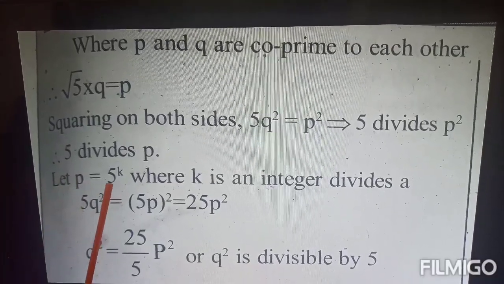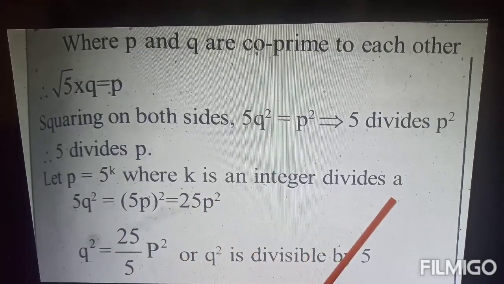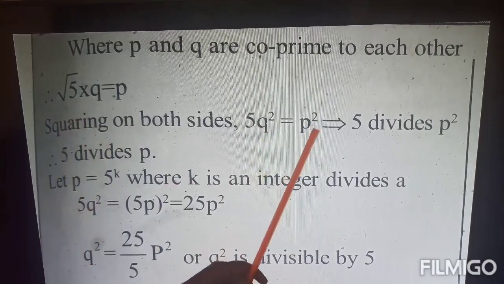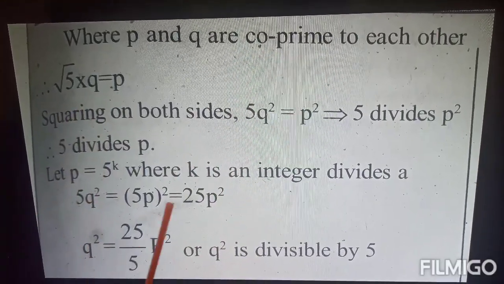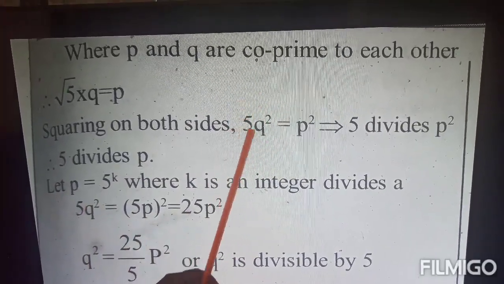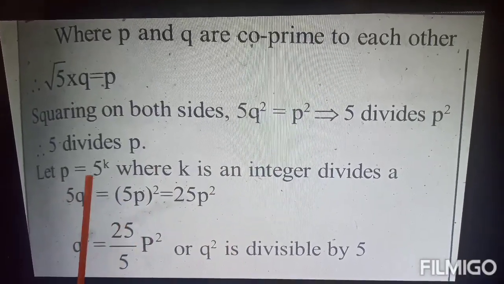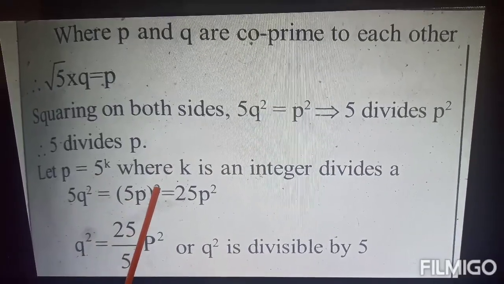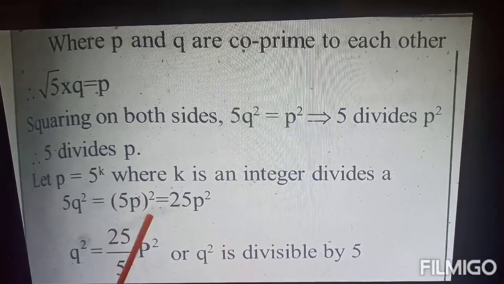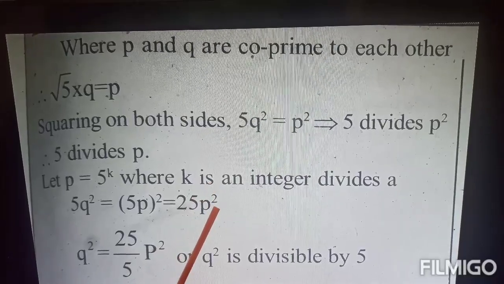p is equal to 5k, where k is an integer. In this equation, I have to replace p by 5p. Write this 5q square as it is. Then in place of p, I have to take 5p whole square. By squaring, 5 becomes 25, and p becomes p square.